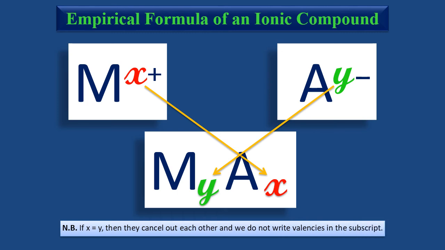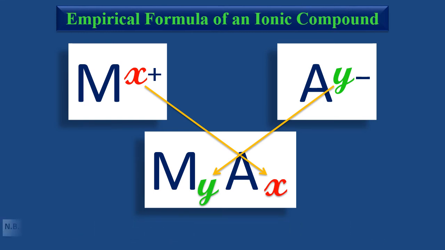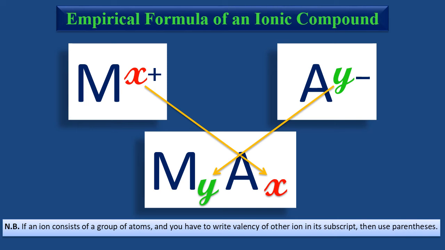Note that if X is equal to Y, then they cancel out each other, and we do not write valencies in the subscript. One more thing is that if an ion consists of a group of atoms and you have to write valency of the other ion in its subscript, then use parentheses. The following examples will help you understand these points.